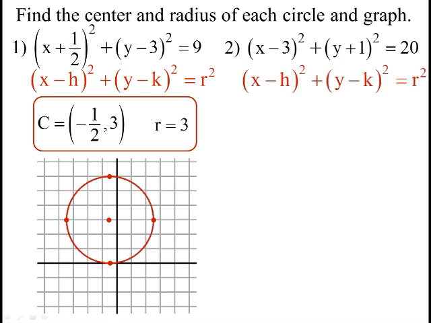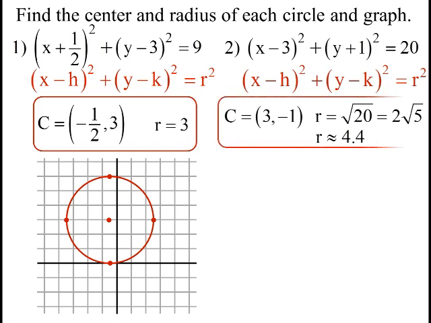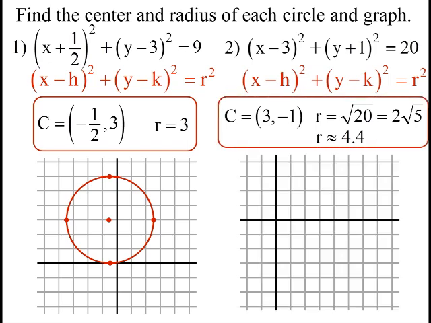Alright, the center on this one is going to be (3, -1). The radius is a little weird. It's the square root of 20, which can simplify to 2 root 5. What is that? That's about 4 something, about 4.4. We'll plot that on the graph. (3, -1), right 3, down 1. And then you're counting to the right 4.5 maybe. Up 4.5, left 4.5, down 4.5.